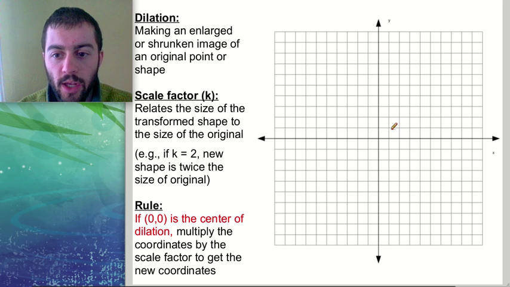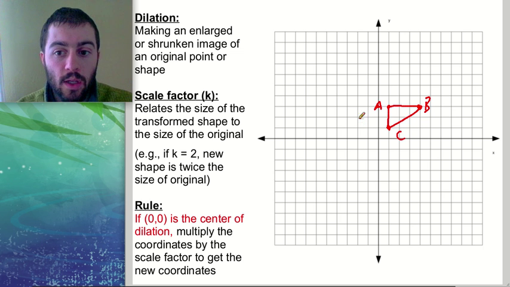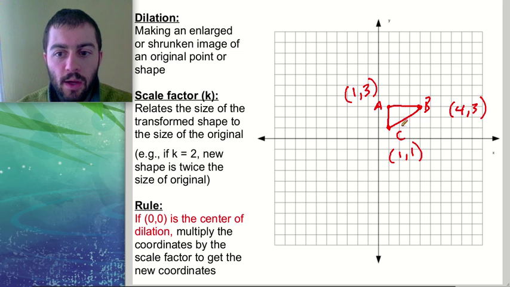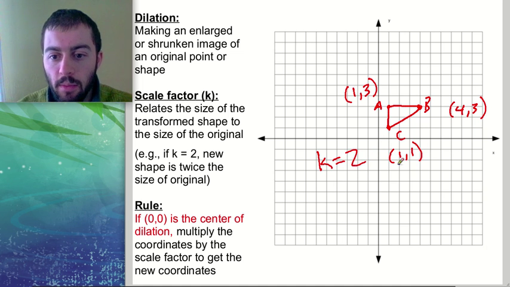So if we take an original shape, let's say we have a triangle like so. So we have 3 points here. We could label this triangle ABC. So the first thing is we want to figure out what are the coordinates of our original shape, right? So we have point A here, which is at 1, 3. We have point B, which is at 4, 3. And we have point C, which is at 1, 1. So let's say we wanted to take triangle ABC and we wanted to dilate it with a scale factor of 2.